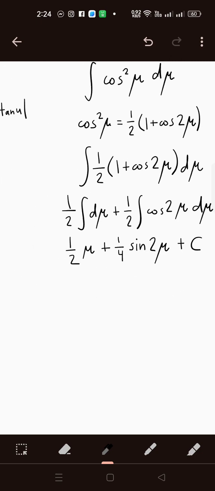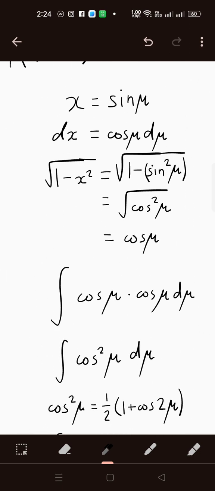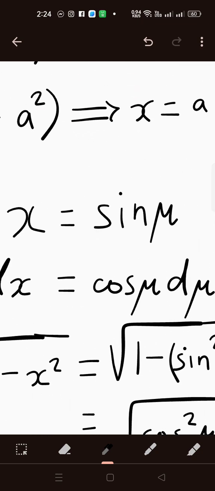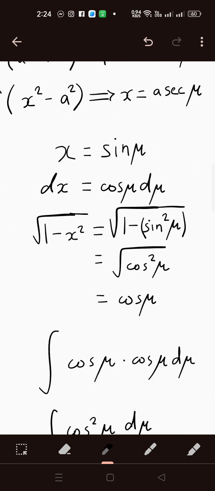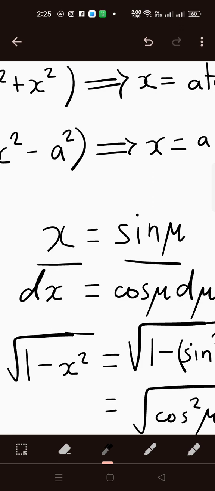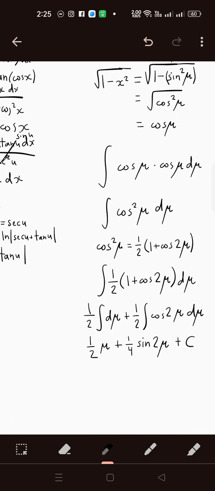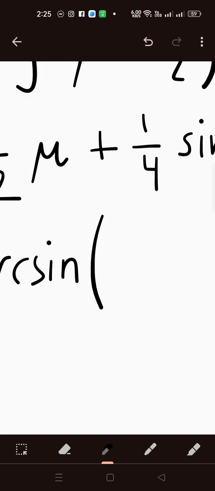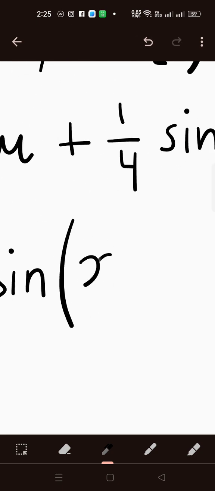Okay, so now that we've evaluated our integral, we've gotten rid of the integral sign, we want to put this back into the x world. So to put this back into the x world, we go back to our identity over here. To find mu, because we have to put mu back into the x, I'll just take the arc sine of both sides here. Taking the arc sine of both sides will cancel out the sine on the right side, leaving me with a mu on the right side and an arc sine of x at the left side. So mu is equal to the arc sine of x. That's 1/2 times the arc sine of x, I mean.